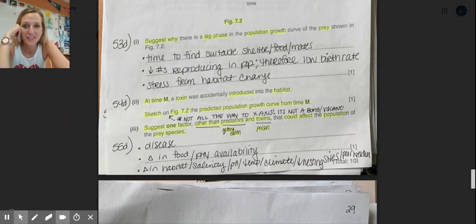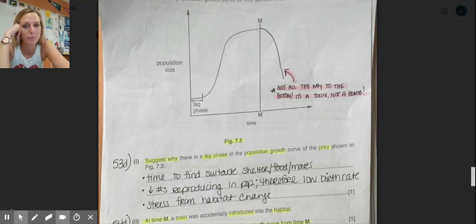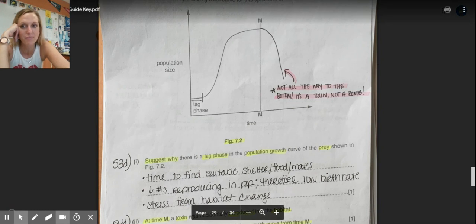At time M, a toxin was introduced. So sketch the predicted population growth curve. Easy one. It's going to go down, right? A toxin is introduced, so it's not going to help their population numbers. The way students get this wrong is they immediately flatline it. They don't show a gradual decrease. They show like a boom, like a flat line down, which means literally extinction of that population, immediate, and then it's also like hitting the bottom.